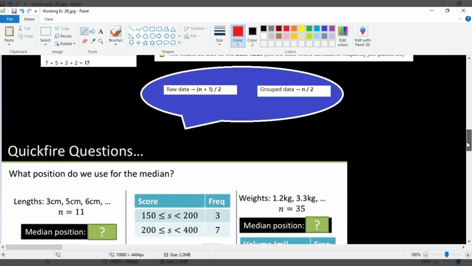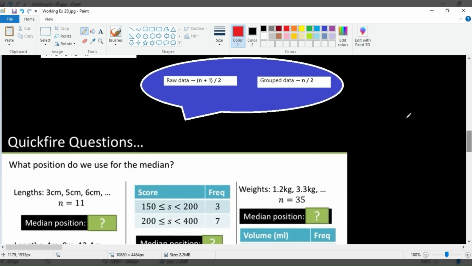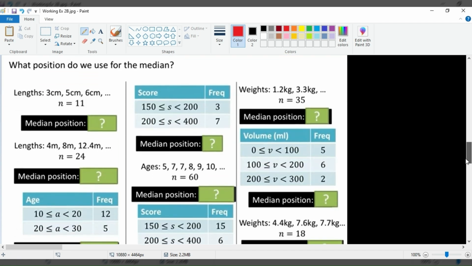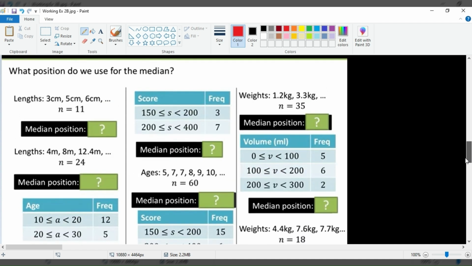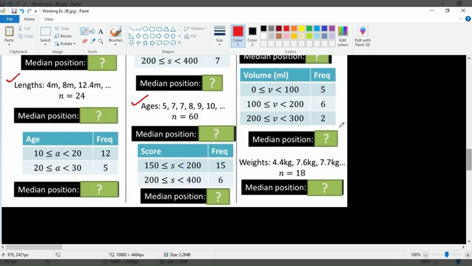Now, these two rules we have understood: when the data is raw, ungrouped, it is going to be n plus 1 divided by 2. And when the data is grouped, it's going to be n divided by 2. This is something extremely important. Now, identifying grouped data and ungrouped data. This one is ungrouped, this one is ungrouped, and this one is also ungrouped, and this also is ungrouped. So we'll solve ungrouped first.